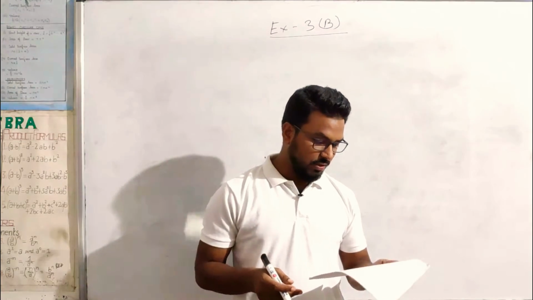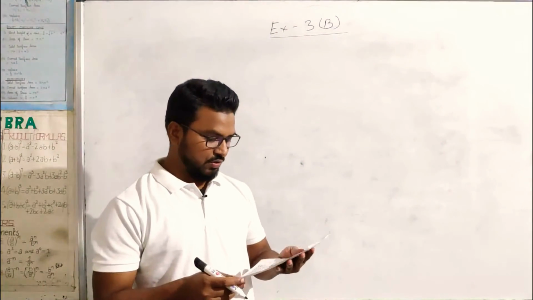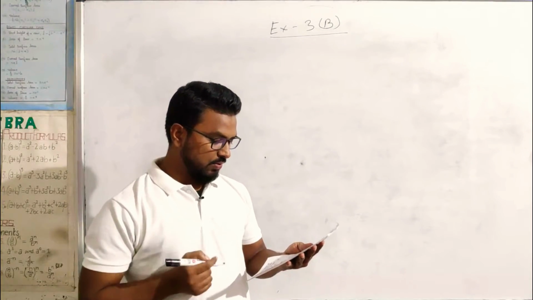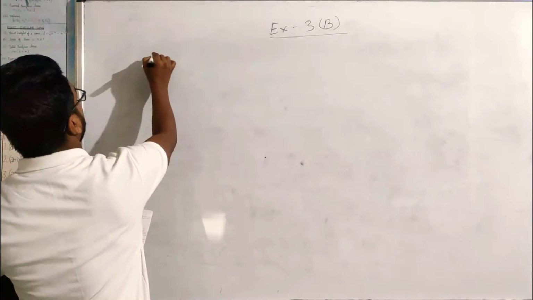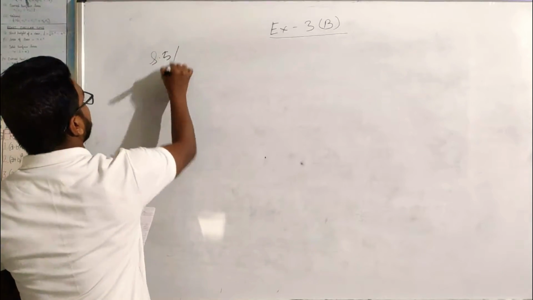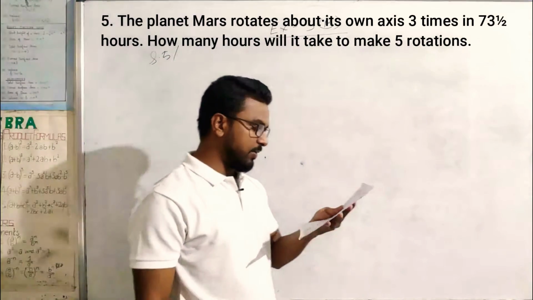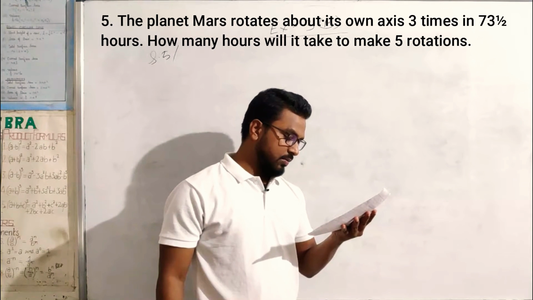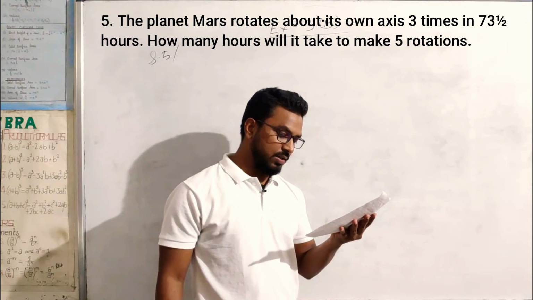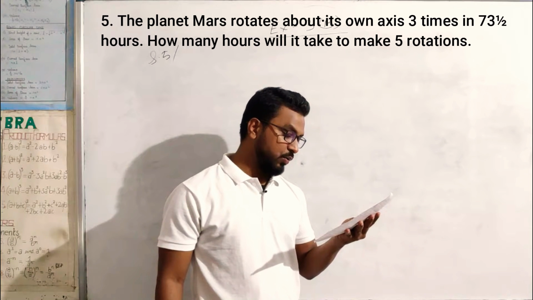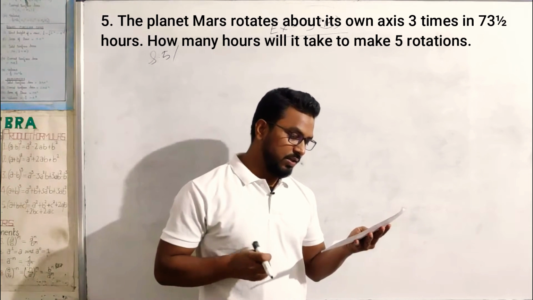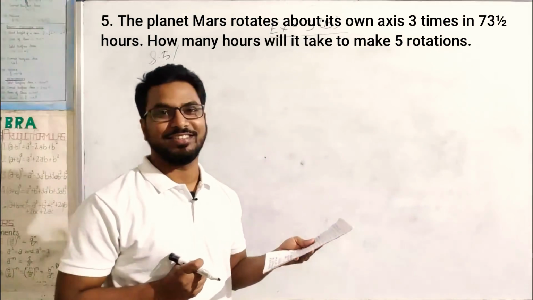In my last class I did up to question number 4, right? So we'll continue. Today we'll start from question number 5. Question number 5 is given: the planet Mars rotates about its own axis 3 times in 73 1/2 hours. How many hours will it take to make 5 rotations?